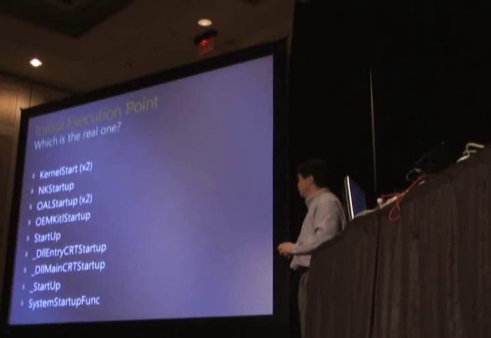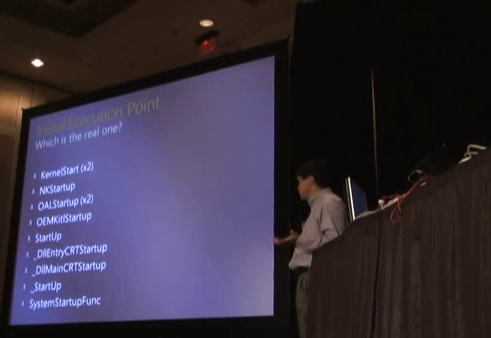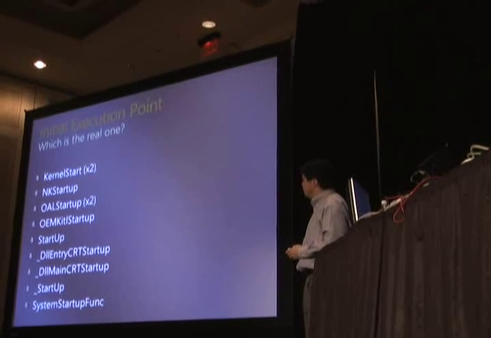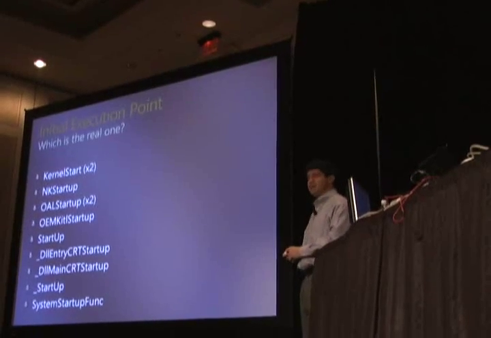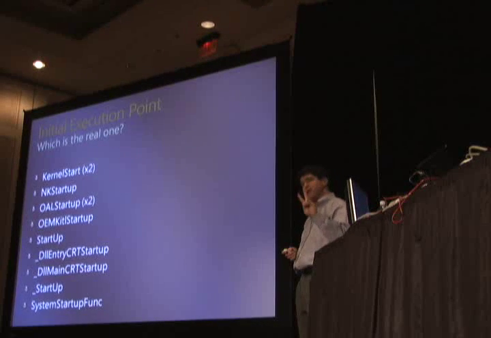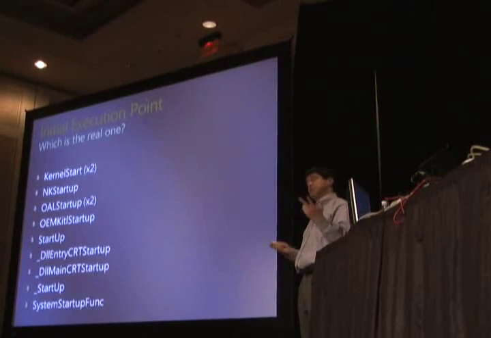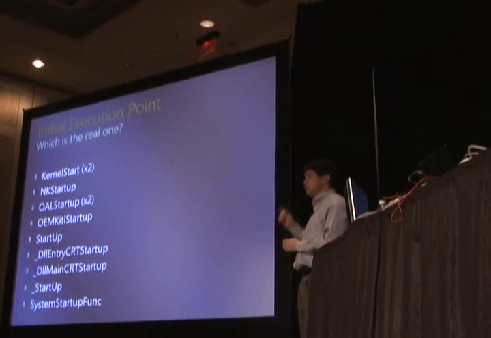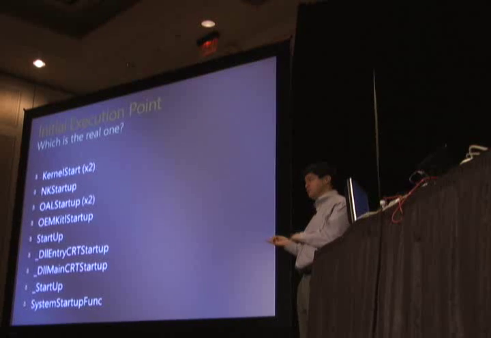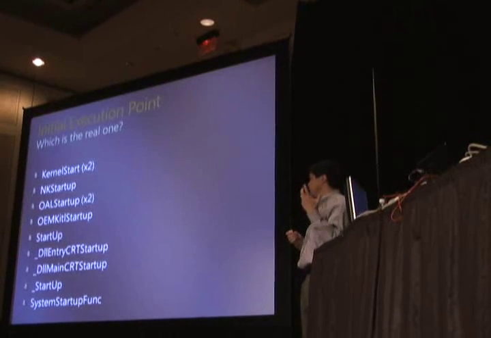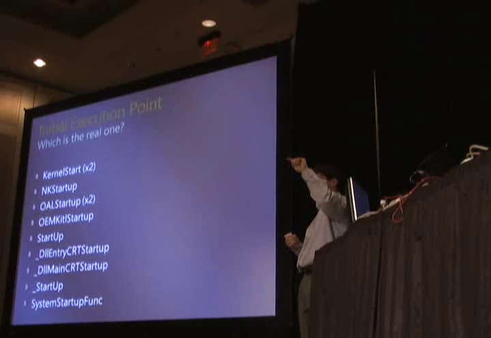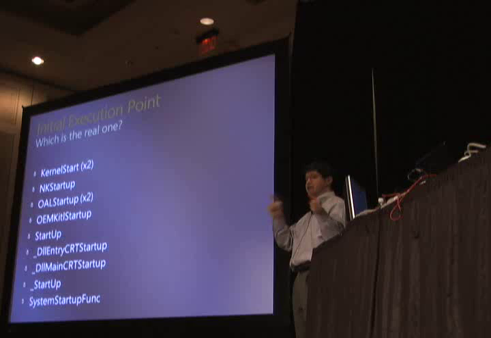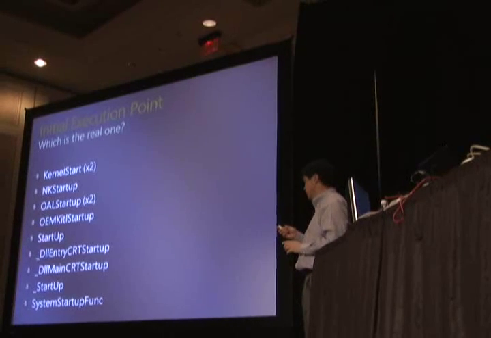So here's a map of some of the first functions I looked at when I was searching for startup. Some of these actually occur more than one time. Kernel start occurs twice, which is fine, but confusing. There's actually a good reason why OAL startup occurs twice, as you will see. Startup code gets linked to both of them, and the startup function actually calls both OAL startups, depending upon how you're building and how you're linking.